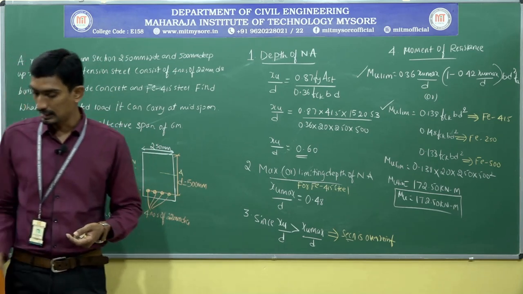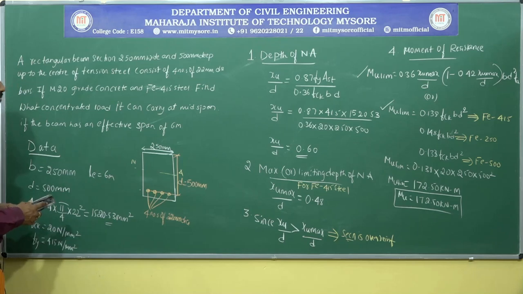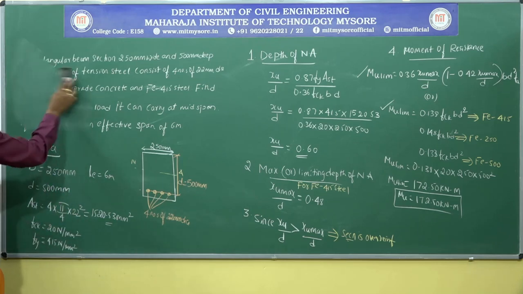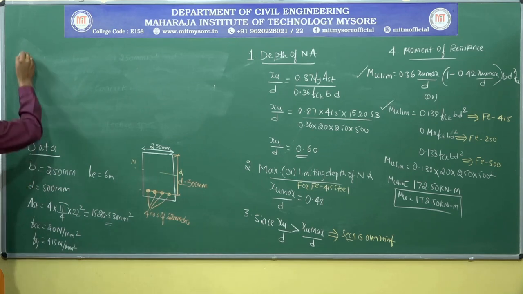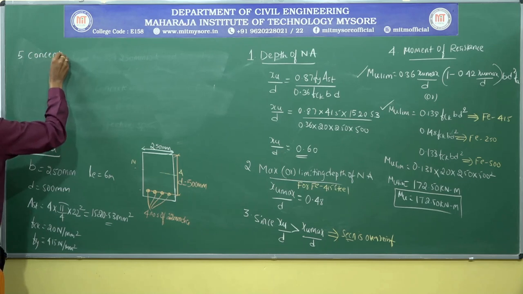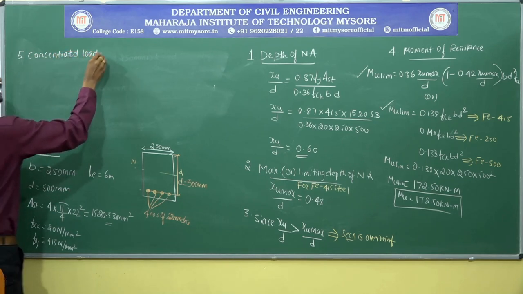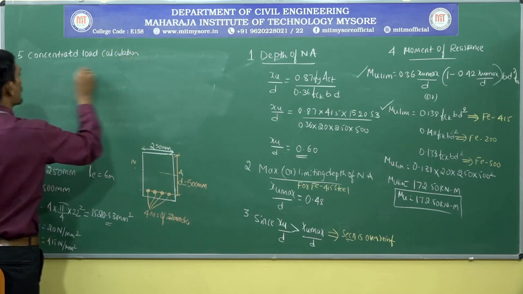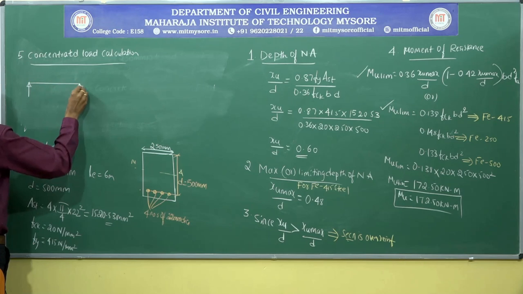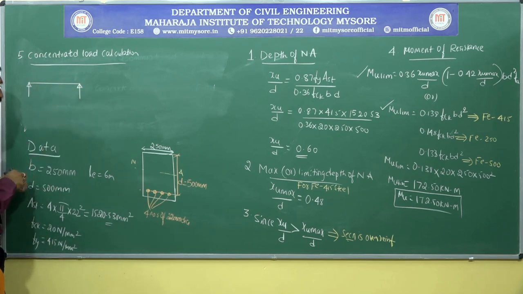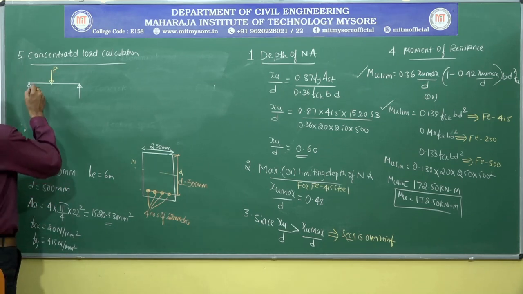Now, how to calculate the concentrated load, because in the given problem they have clearly asked what is the concentrated load that it can carry at the midspan. So let us write down the heading: concentrated load calculation. Now it is a simply supported beam. It will be subjected to the central concentrated load P. Central concentrated load P.